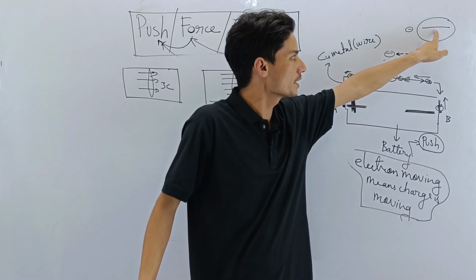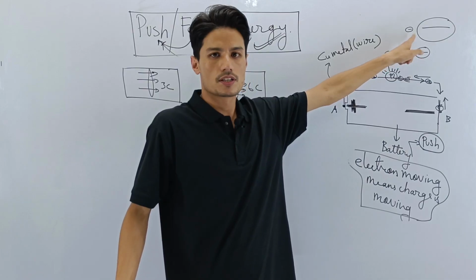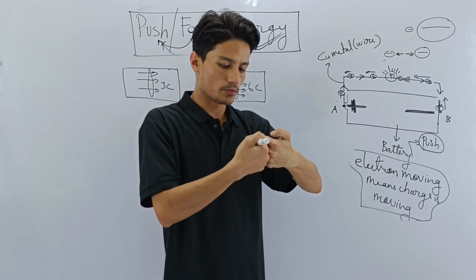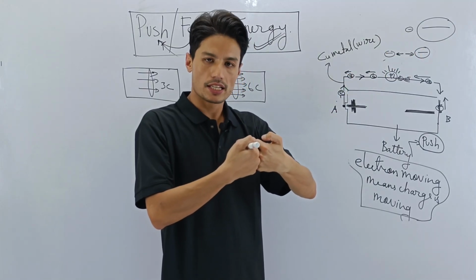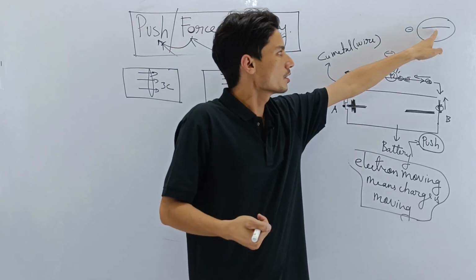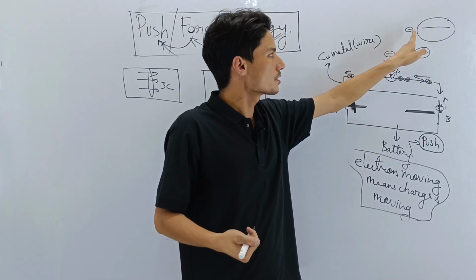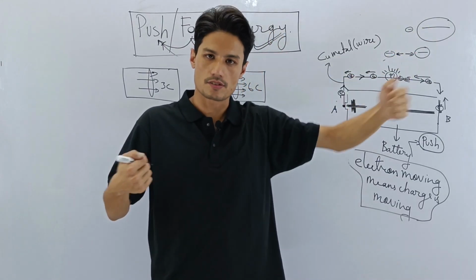But now this is between a big negative charge and a small negative charge. So what happened here? There will be repulsion, but then won't there be an increase in speed? Yes. Here this is a very big negative charge and this is a small negative charge. So here it will be very fast. Yes or no?